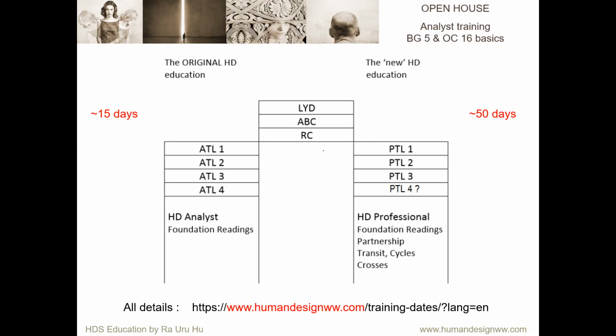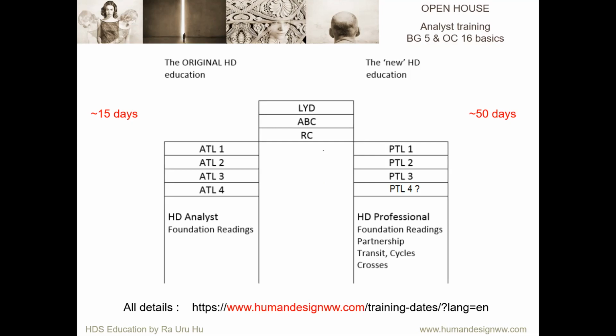Now, after some experience, after some years, ideally, of giving foundation readings, you might want to specialize in the crosses, in partnership, in cycles, whatever. And then, after you have been an analyst for a while, you can upgrade, you become a professional, you can get further reading licenses to do in-depth readings. So everything that you have learned in the small education will be accounted for, so there's nothing double. You can take your information from the analyst training, move it over to the professional training, and deepen and broaden your knowledge in the professional version. So that's our way of going about the analyst training.